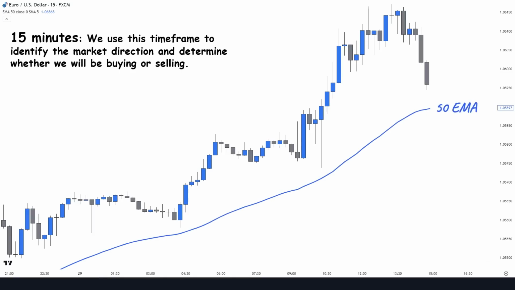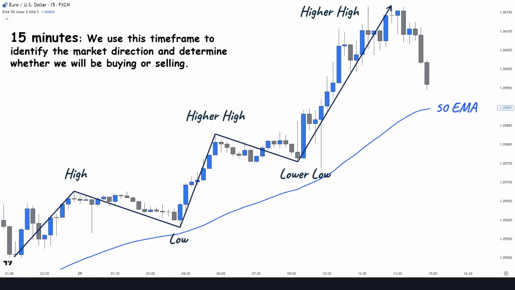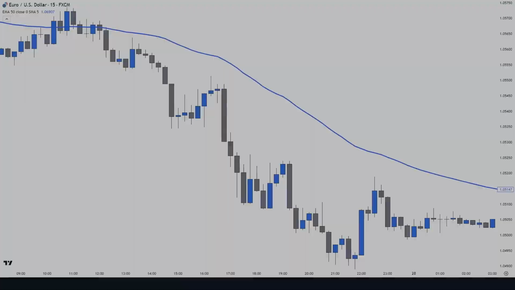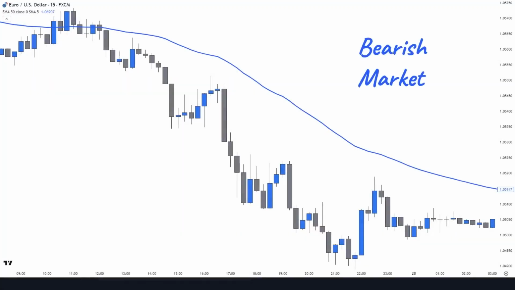In the bullish market, we want to see that the market is trending above the 50 EMA, creating new higher highs and higher lows. On the contrary, if the market is trending below the 50 EMA, we identify this as a bearish market and will only be looking to sell.